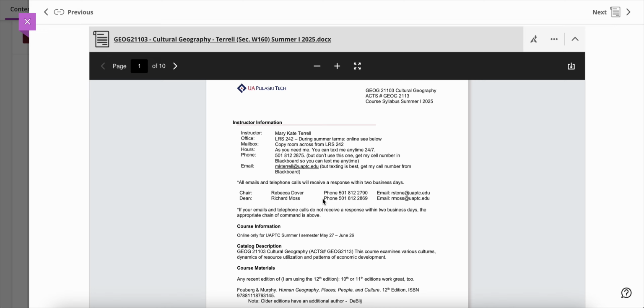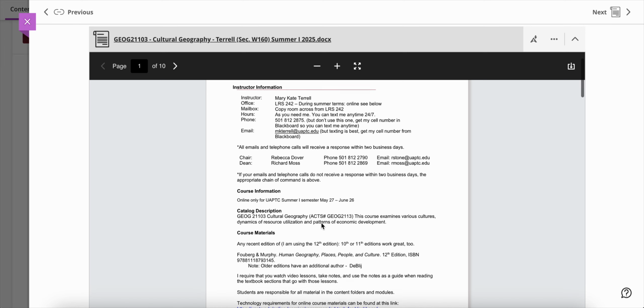Since we are a summer class, you are going to be texting me, not at this number listed on the syllabus, but at the number that's plastered all over the Blackboard class. And so please look at that. You've got all the basic information that you need.